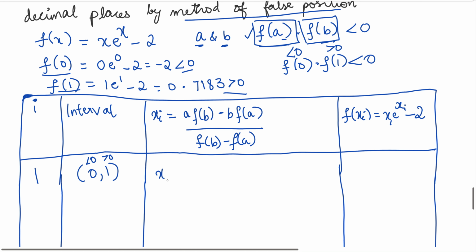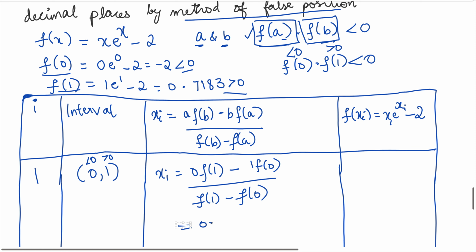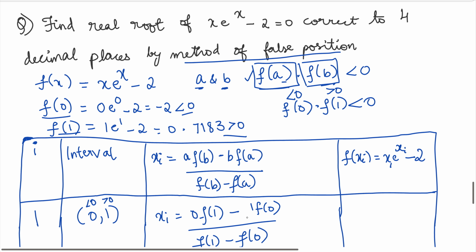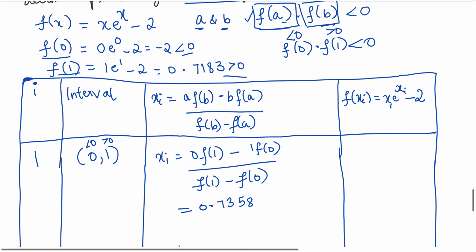Now let's find xi. xi is 0 into f of 1 minus 1 into f of 0, divided by f of 1 minus f of 0, which, if you calculate the value, is 0.7358. We are correcting to 4 decimal places because the question says to correct to 4 decimal places. So xi is 0.7358.